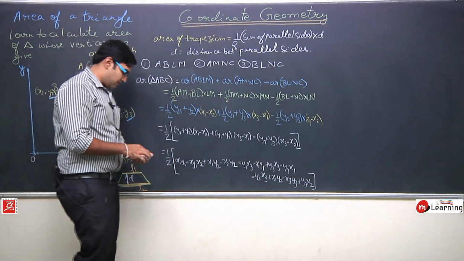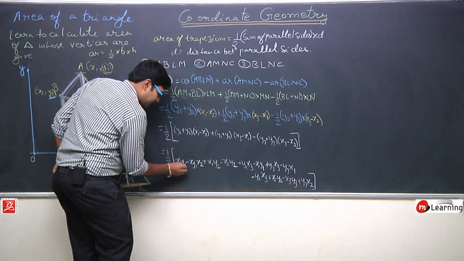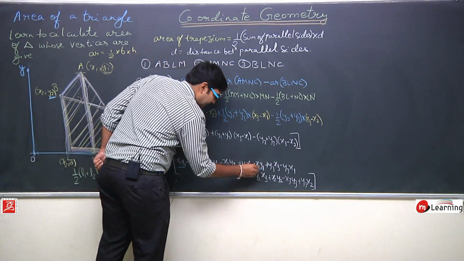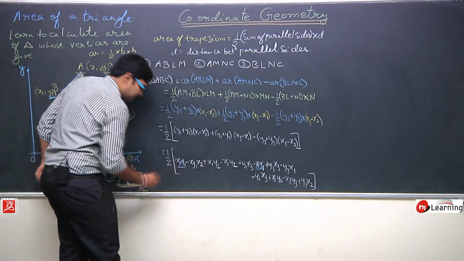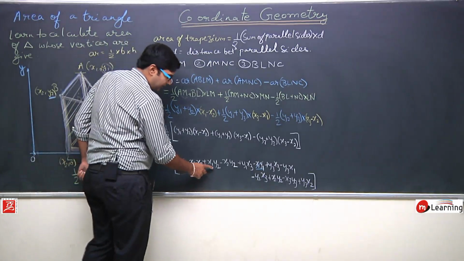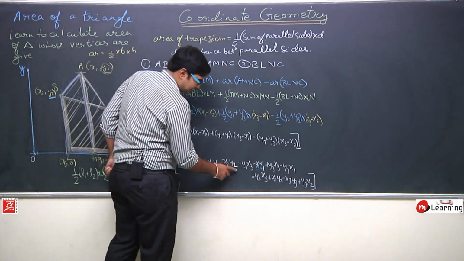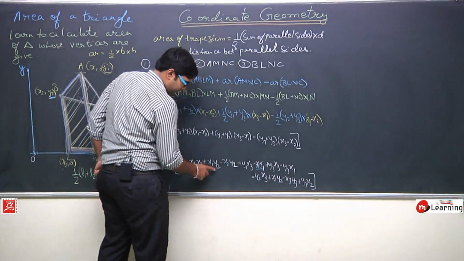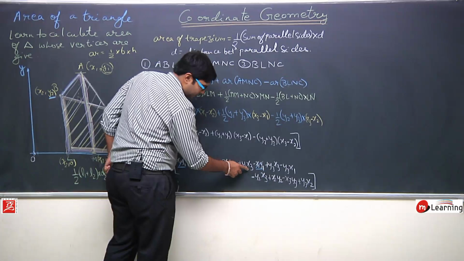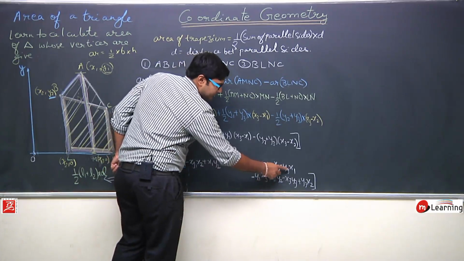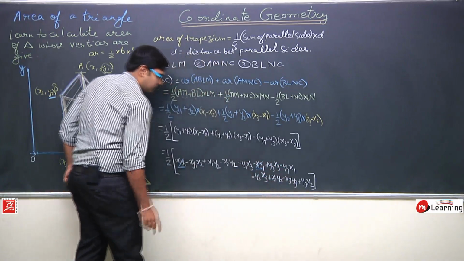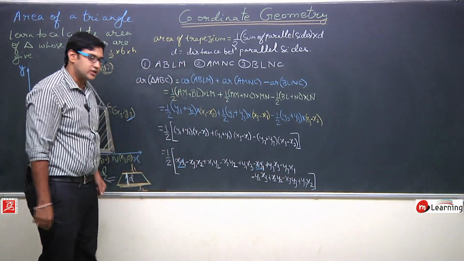Now here we can see this is plus x1 y1 and here we have minus x1 y1, so both these terms will get cancelled. Now this is minus y1 x2. Do we have one more y1 x2? Let us search for y1 x2. This is not y1 x2, not y1 x2, not y1 x2. No, we don't have any y1 x2 further.